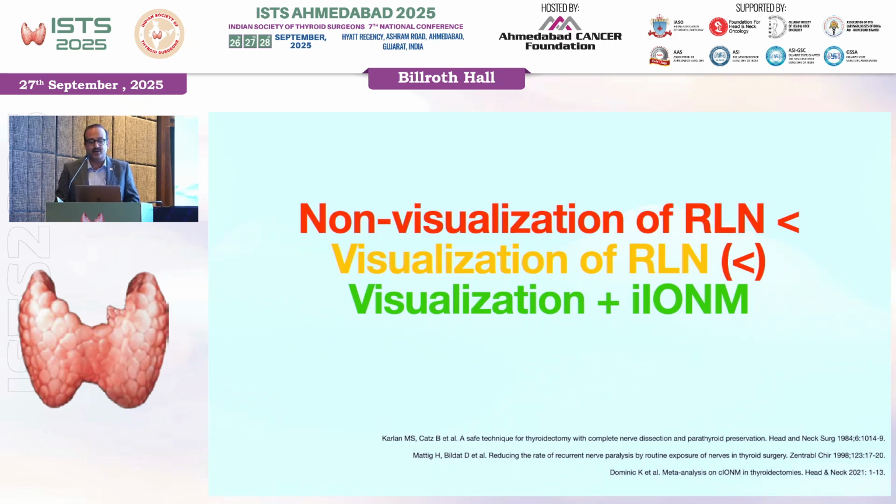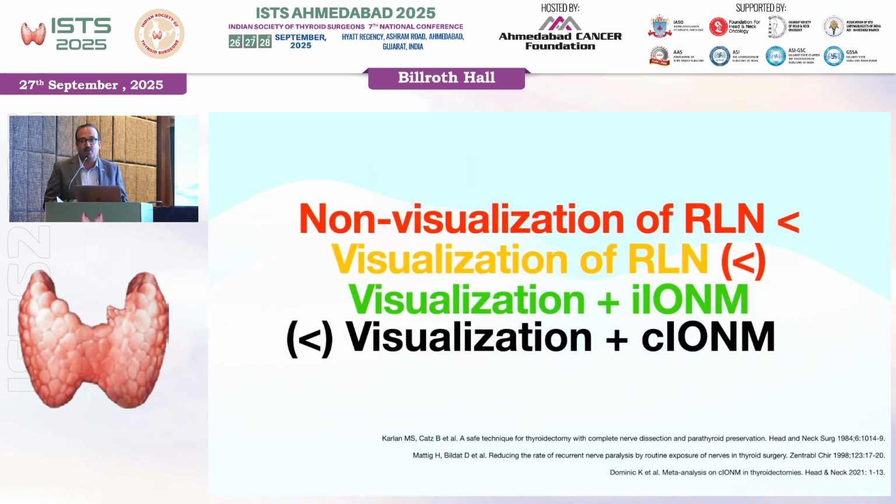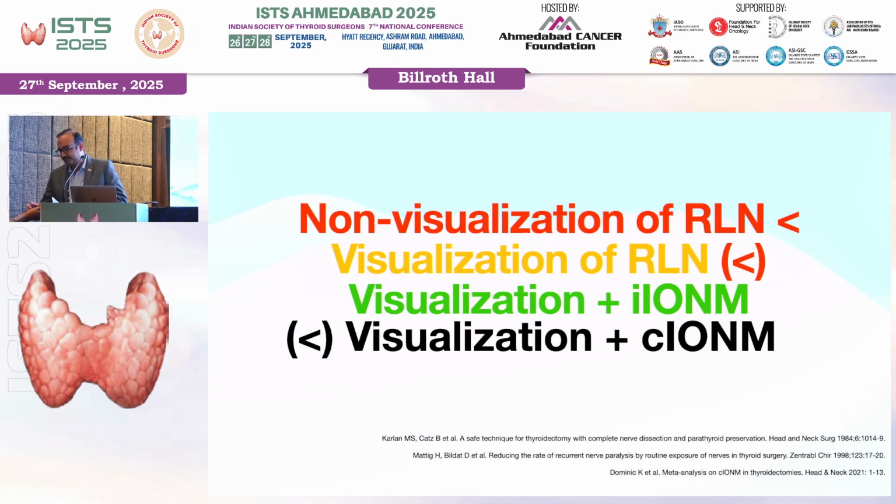And there is enough data to say that non-visualization of the nerve is definitely poorer than the visualization of the nerve, versus there is equivocal data to say that visualization with intermittent nerve monitoring may or may not be better than just anatomical visualization of the nerve, but it's not inferior. But I'll bring in another aspect, another question to it. That is, is visualization with continuous nerve monitoring better over intermittent, or are they very similar? That's the point of it. So that's basically the whole premise of the talk: does continuous nerve monitoring have any benefit?